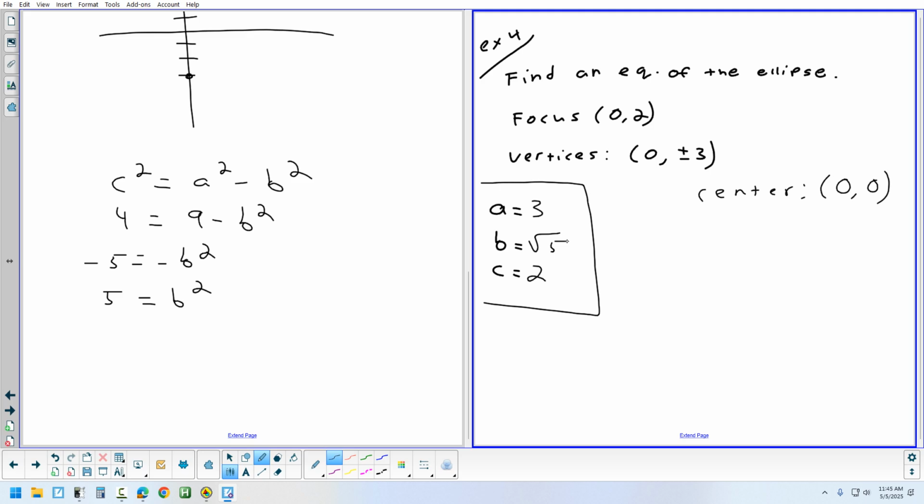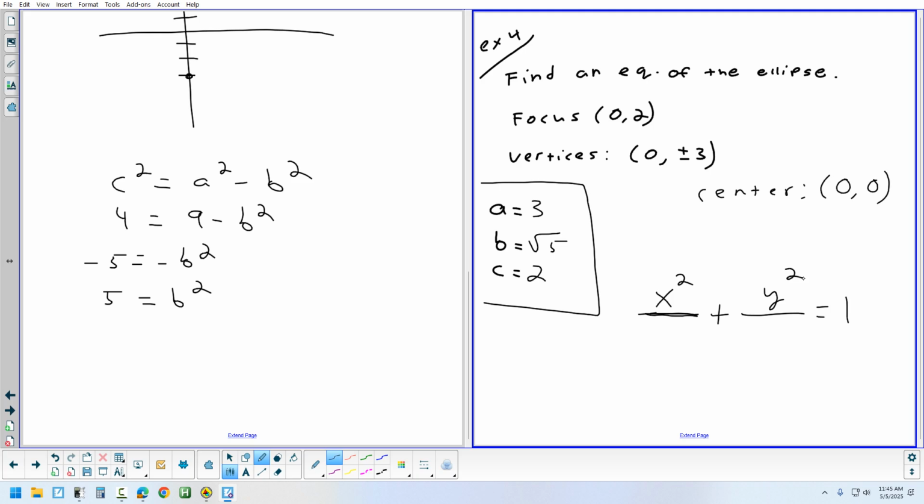All right, so let's start with our equation. It's always two fractions. It's always a plus sign between them. And ellipses are always equal to, yeah, 1. When you're writing an ellipse, what letter always comes first in the top? Yep. X squared, y squared. You can always start with that.